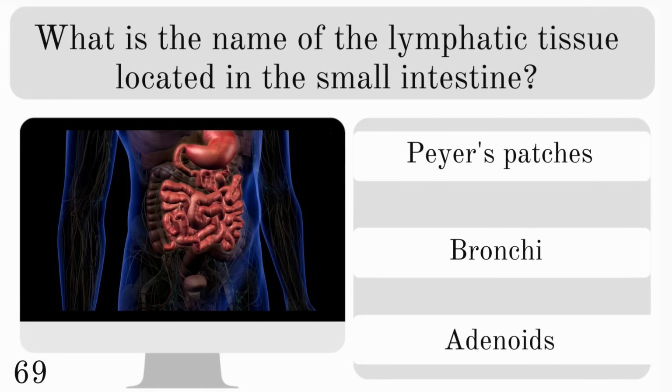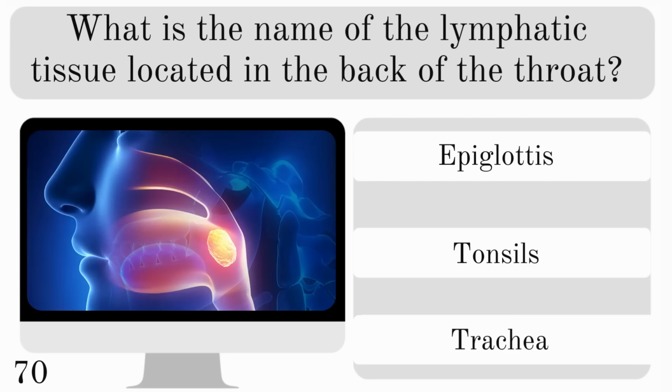What is the name of the lymphatic tissue located in the small intestine? Is it Peyer's patches, bronchi, or adenoids? And the answer, Peyer's patches. What is the name of the lymphatic tissue located in the back of the throat? Is it epiglottis, tonsils, or trachea? And the correct answer, tonsils.